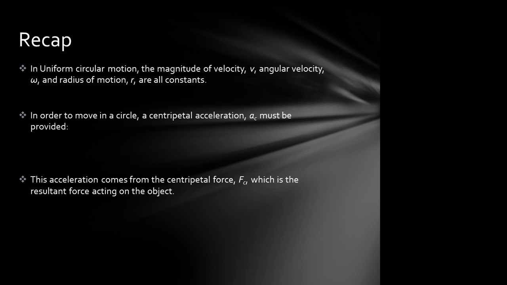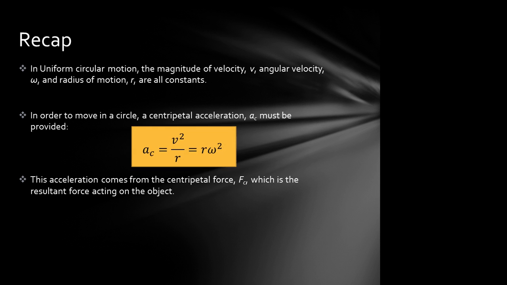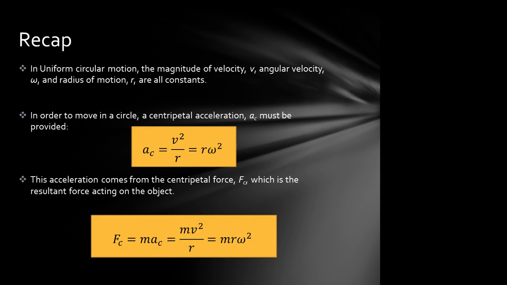Okay, so let's recap a little bit. In order to move in a circle, we need an acceleration. The acceleration is v squared over r or r omega squared. And to get this acceleration, we need a force, which is nothing but the resultant force. So it's mv squared over r or m r omega squared. That's all.